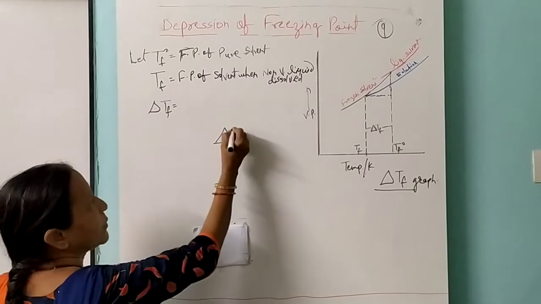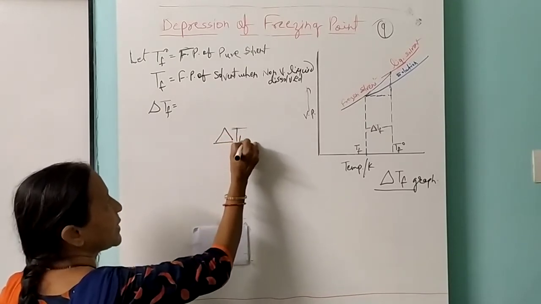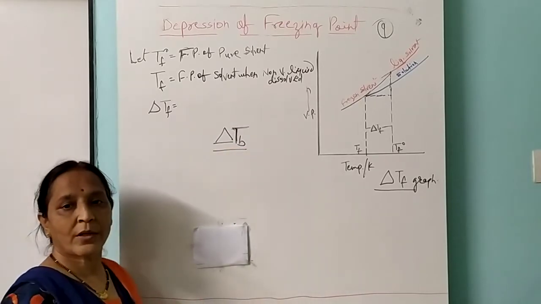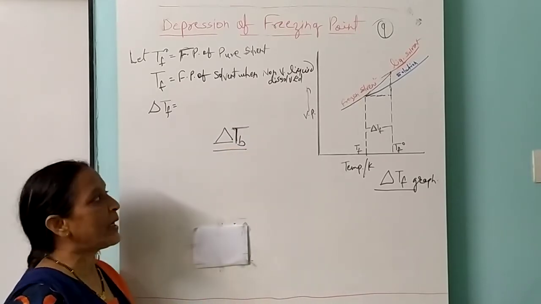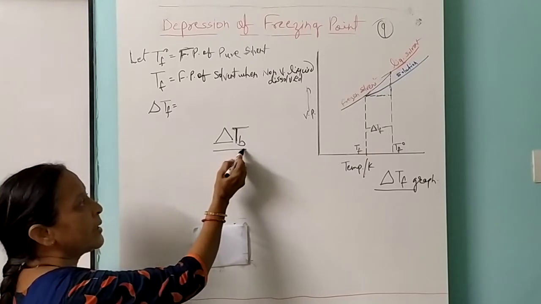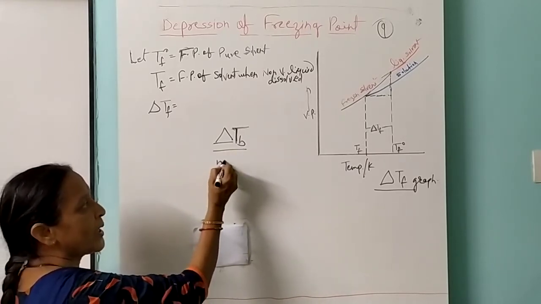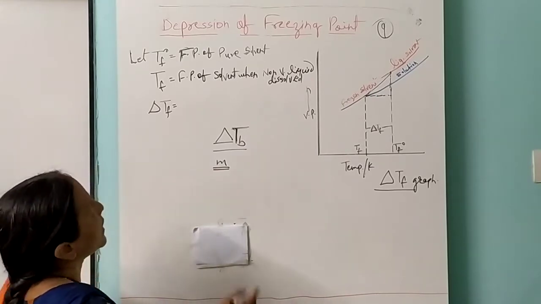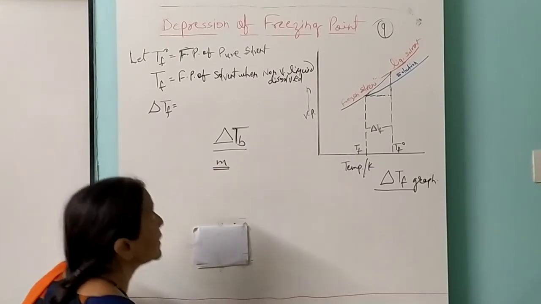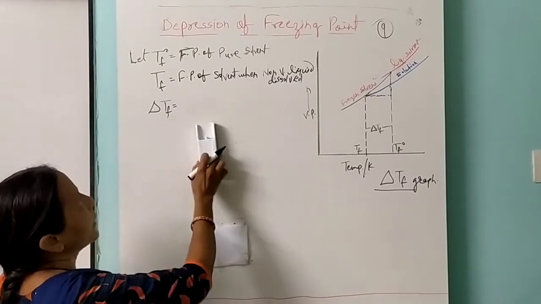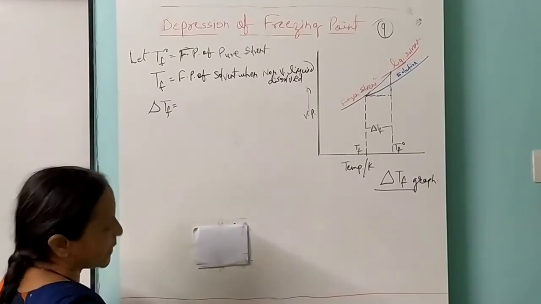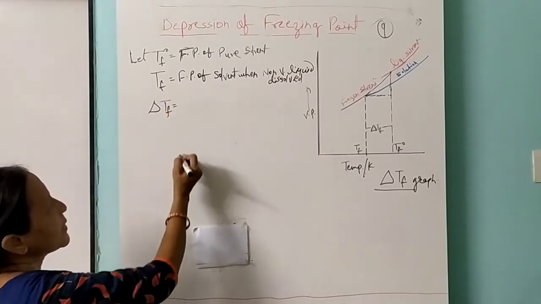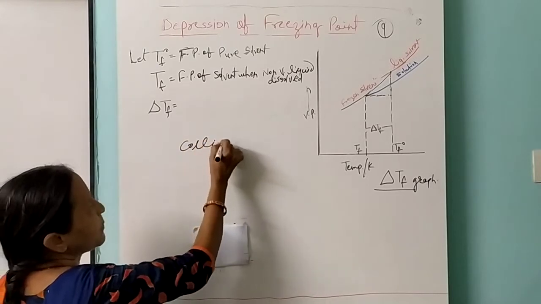Now delta TB, elevation in boiling point, we had already studied, including how to calculate it, and with the help of delta TB, how we calculate the molality of a solution. This we had studied. Now we will go towards the next property, depression of freezing point. This is also one of the colligative properties.